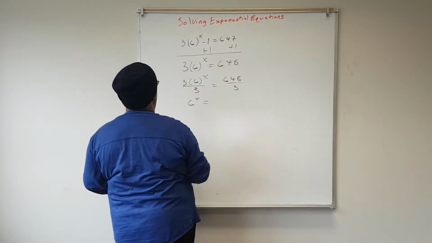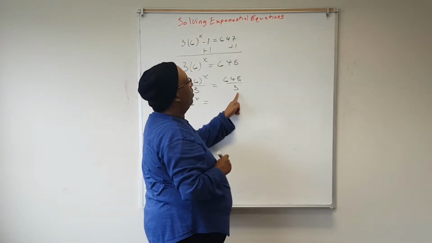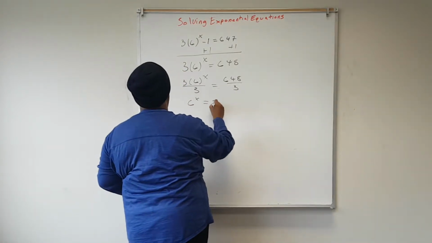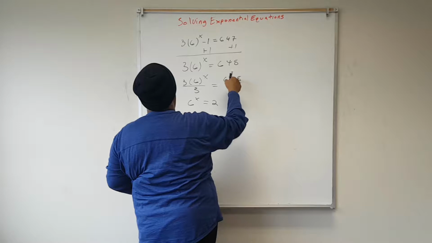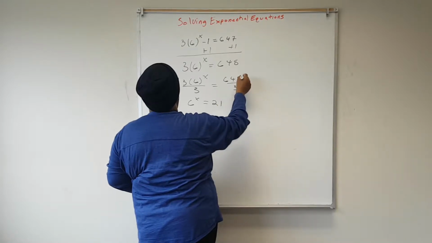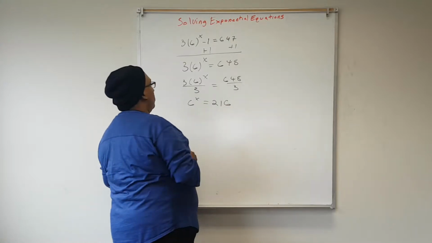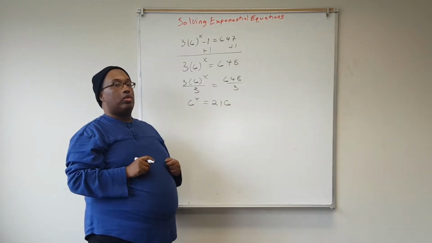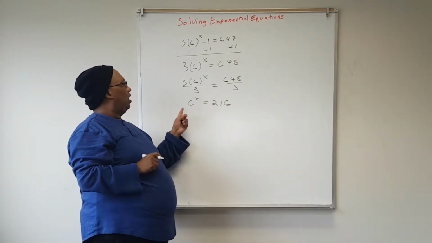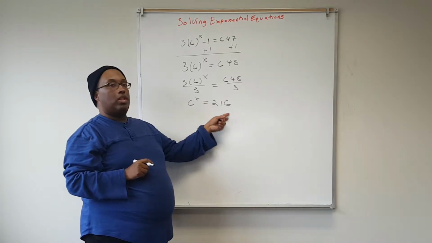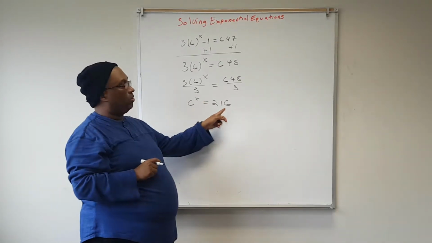6 to the x equals... 3 goes into 6 twice. 3 goes into 4 once, 1 left over. 3 goes into 18 6 times. We get 216. 6 to this, to what power equals this?